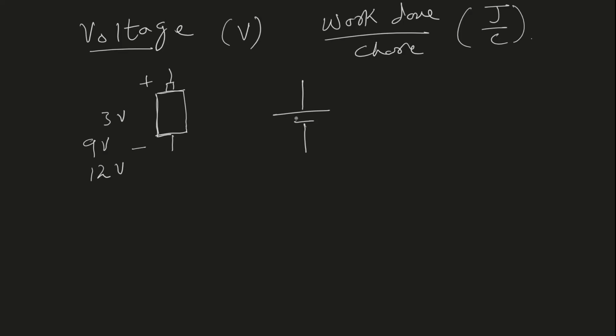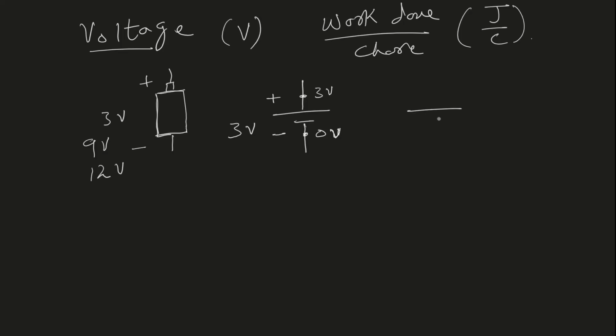Now, let's say this voltage source is 3 volts. The longer wire is called the positive terminal, and the shorter one is the negative terminal. What it means is that the positive terminal, in this case, is 3 volts higher in voltage compared to the negative terminal. So if the negative terminal voltage is 0 volts, this means the voltage on the positive terminal is 3 volts in this case.